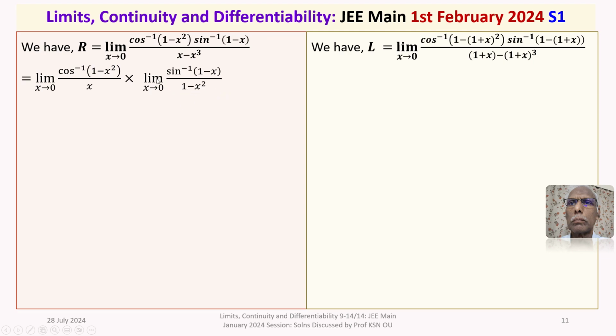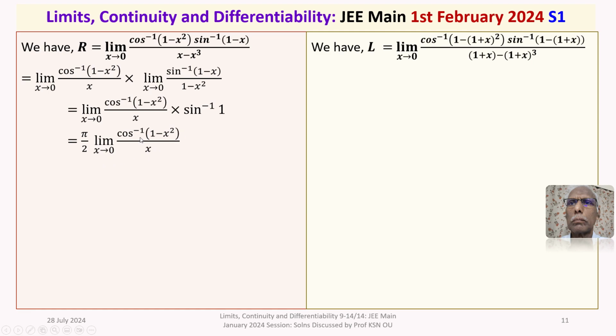And let us look at the second limit. Limit x tends to 0 of sine inverse of (1 minus x by 1 minus x square) is, when you evaluate, sine inverse of 1. Right. So sine inverse of 1 is pi by 2. And this is equal to limit x tends to 0 of the first expression into sine inverse of 1. Sine inverse of 1 is pi by 2 into limit x tends to 0 of cos inverse of (1 minus x square) by x. Right.